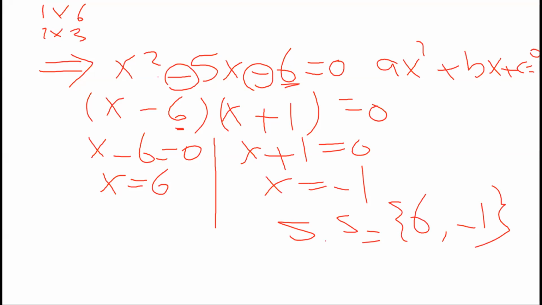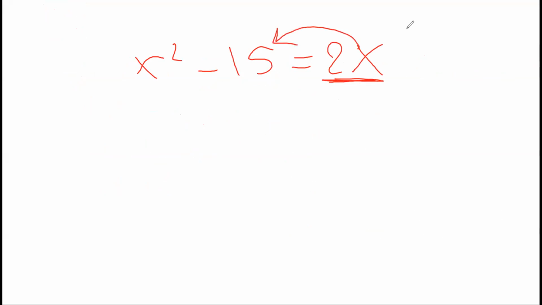Okay. For example, if you have x squared minus 15 equals 2x. This equation is not in the form I need. So I must take 2x inside the expression. So x squared, this was positive, so it will go inside with negative, equals 0. But still, you cannot factorize it.